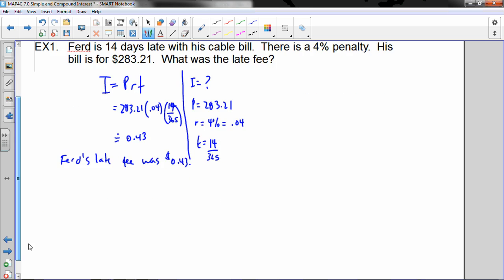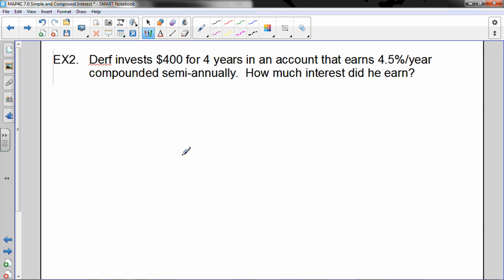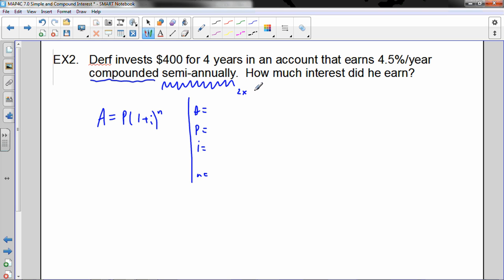Good. Next question, I believe, is a compound interest question. There's the hint for you. That big word compounded usually means we're going to use the compound interest formula. And I'm going to write down the formula, and we're going to figure out what's what and what we're solving for. Ferd invests $400 for 4 years in an account that earns 4.5% a year compounded semi-annually. Well, there's that word, semi-annually. Means twice a year, 2 times per year. That's what that means.